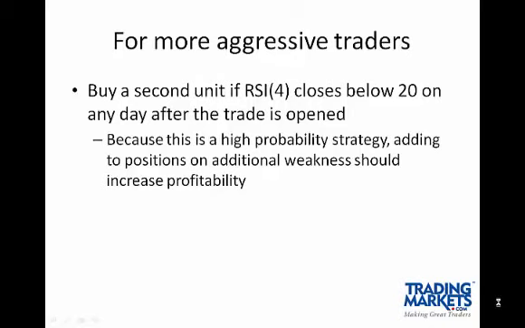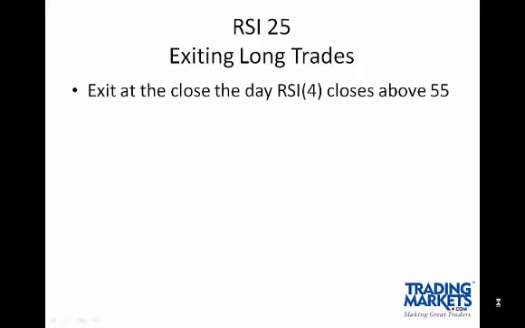Now, because this is a high probability trading strategy, adding to positions on additional weakness should increase profitability, and we have test data that we'll share with you showing that it does. To exit the trades with either version of this strategy, you'll sell your long position at the close of the day when the 4-period RSI closes above 55.